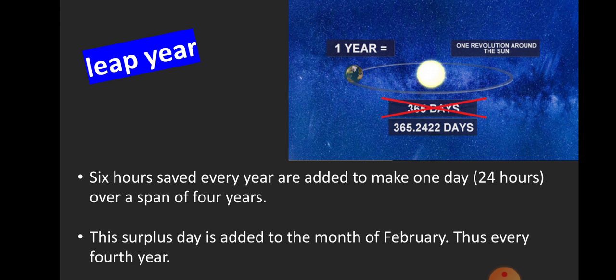6 hours saved every year are added to make 1 day, that is 24 hours, over a span of 4 years. This surplus day is added to the month of February. Thus, every 4th year, February is of 29 days instead of 28 days. Such a year with 366 days is called a leap year.